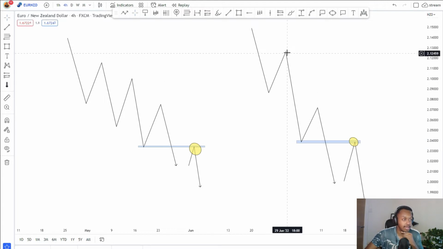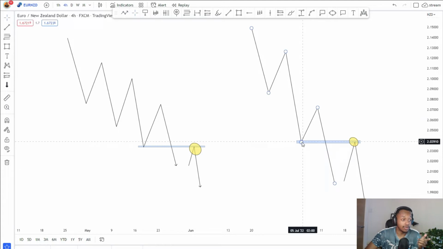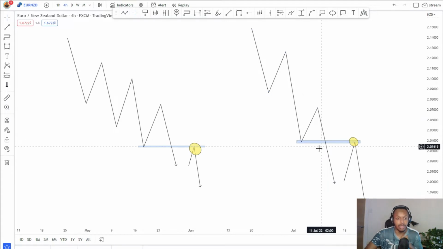You can see here, nice strong impulsive move, pullback didn't even reach the prior low. That's just how bearish it is. The retracement didn't even get to the prior low before it continued. So if you were to come back and retest this, most likely we'll see a nice reaction.